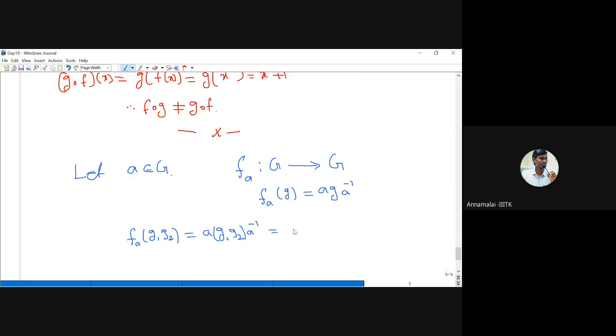Now this is equal to a g1. I can take the identity element, because multiplying with the identity element we get the same element, right? Therefore I can include the identity element here. You can write this one, right?